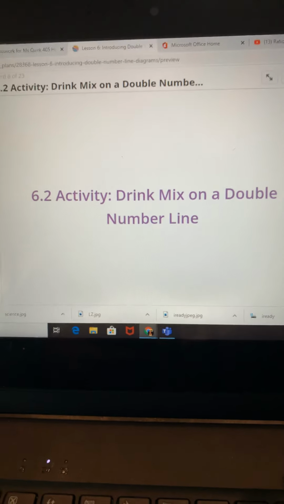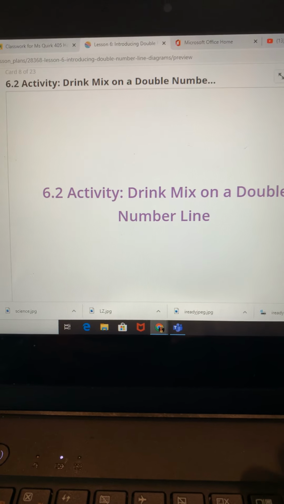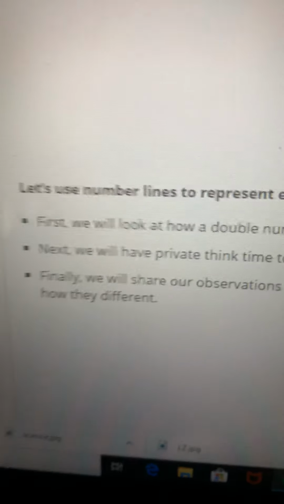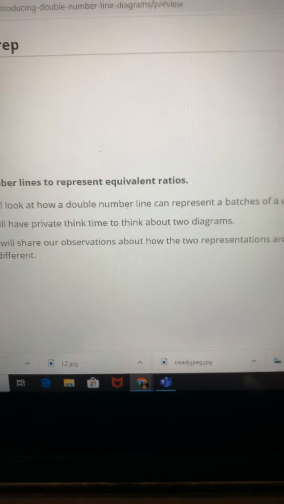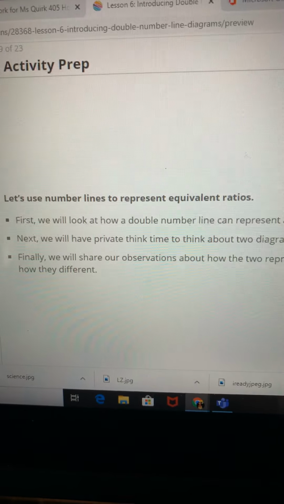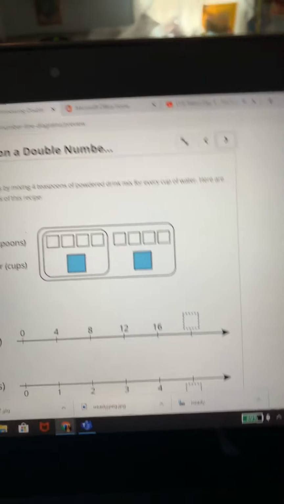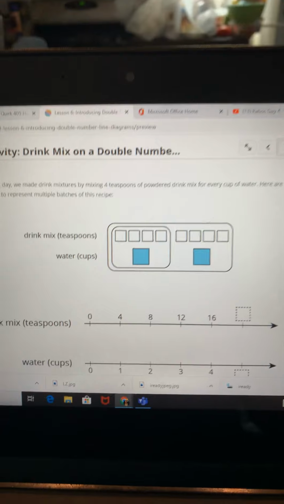All right, so today we're going to be looking at a double number line in order to solve the problems. First thing, we'll look at a double number line, and then you're going to think about some things and then share your observations with each other and answer the questions. So they made the drink mixture.